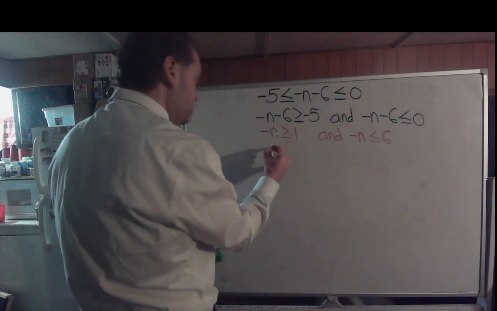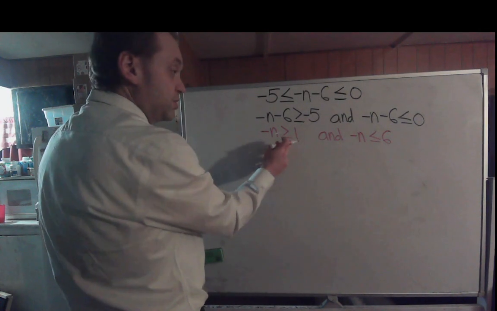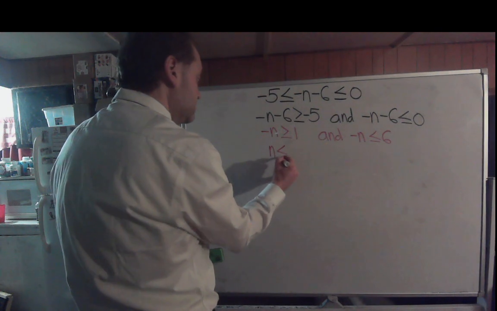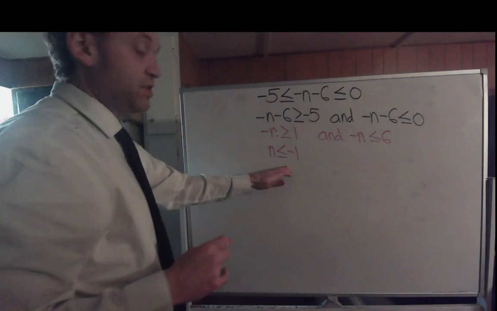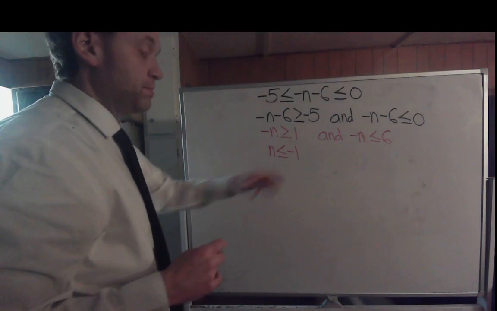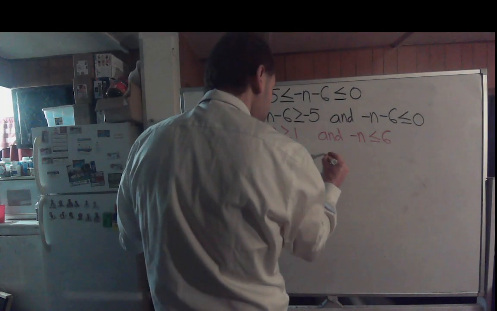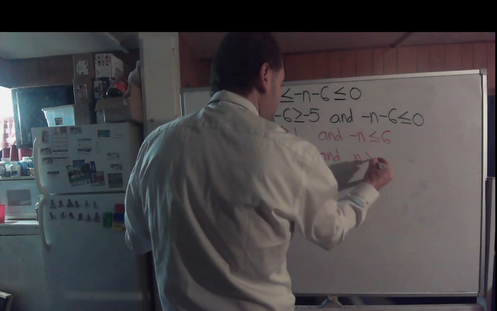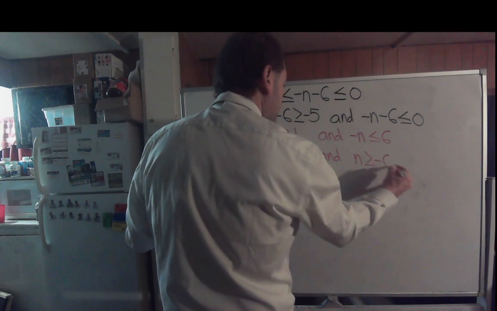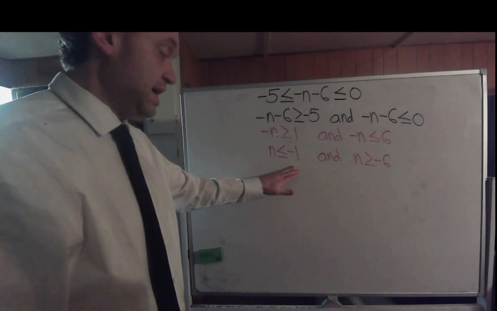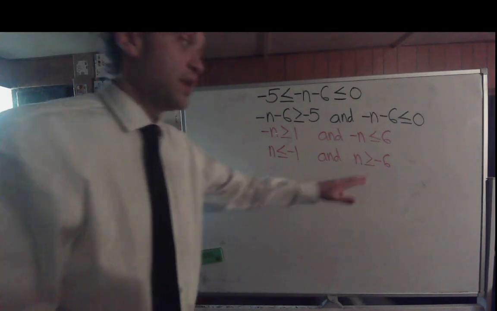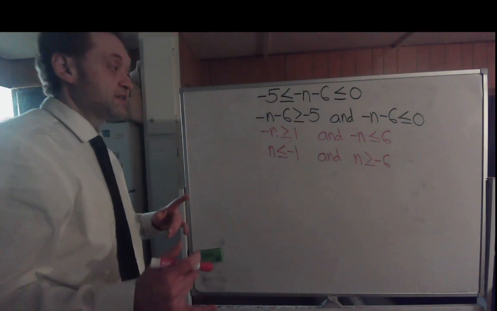If you do that, you'll get that n, it'll flip the greater than or equal to sign into a less than or equal to sign. You'll get that n is less than or equal to negative 1, and n is greater than or equal to negative 6. So n is less than or equal to negative 1, and n is greater than or equal to negative 6.